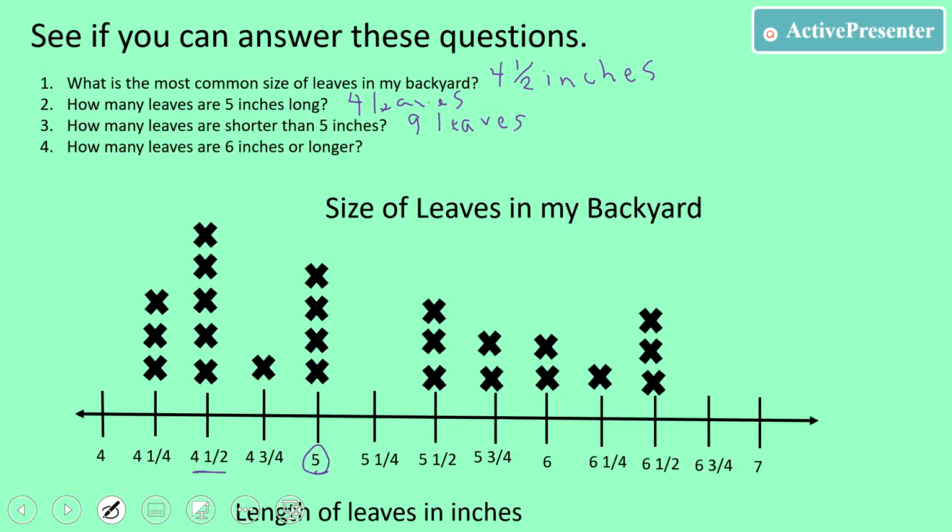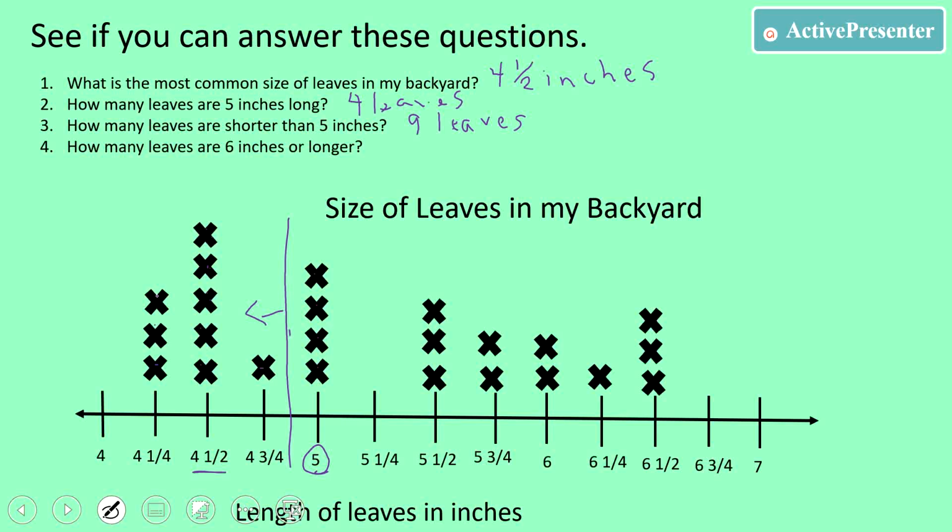that would be correct. And some of you might say, no, it should be 13. But it's not 13 because I said shorter than 5 inches, which means I can't count 5. I've got to just count the things that are on this side, because that would be shorter. And that's 1, 2, 3, 4, 5, 6, 7, 8, 9. Then look at the last one.